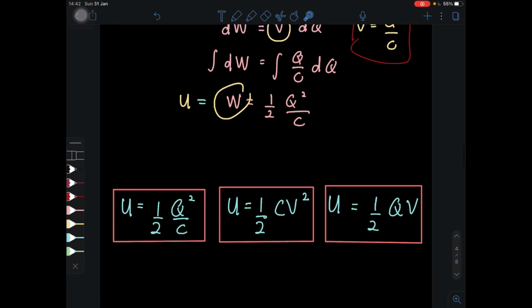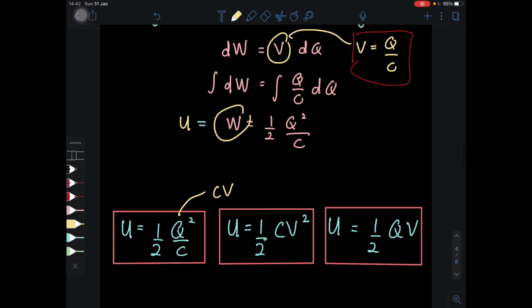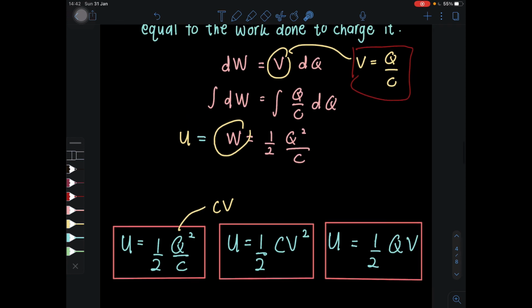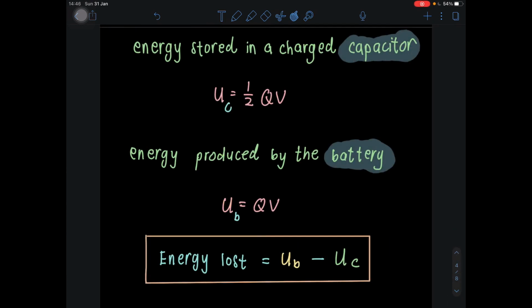Also kita ada another formula. Okay, kalau kita masukkan Q dekat sini, which is equal to CV, akan dapat the next formula here, which is U is equal to 1 over 2 CV square, and also kita boleh gunakan U is equal to 1 over 2 QV. So formula ni tidak diberikan di dalam exam, so you need to know how to derive the formula ataupun hafal lah formula ni. Okay, now we want to know the energy loss in the circuit.